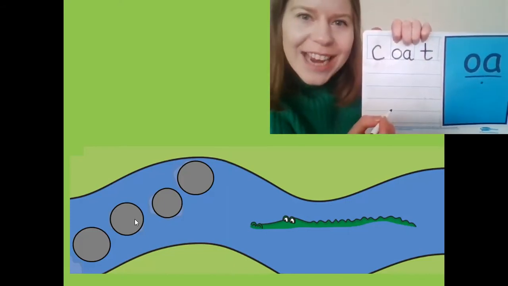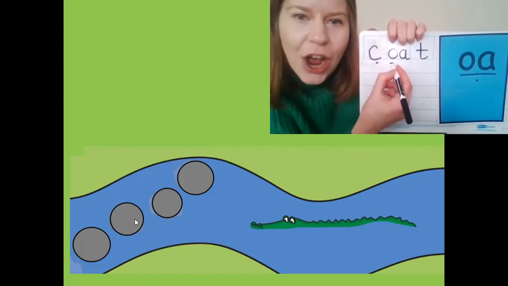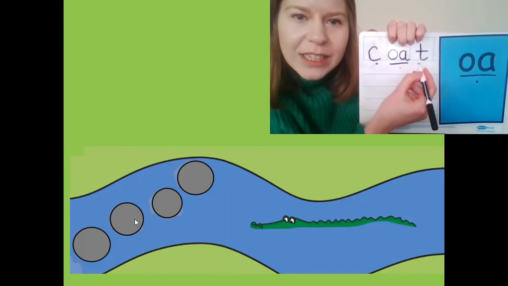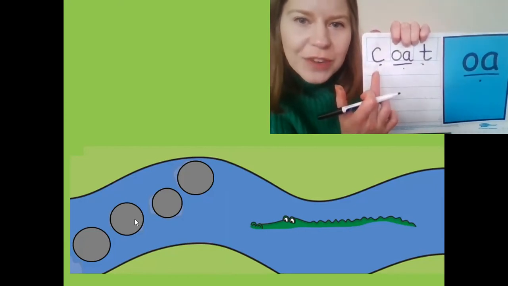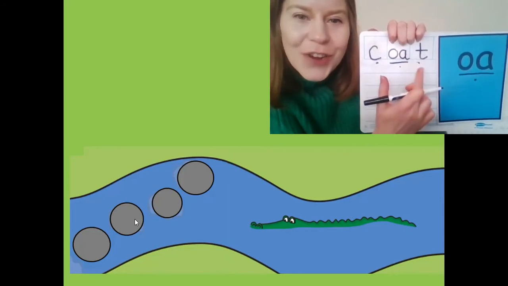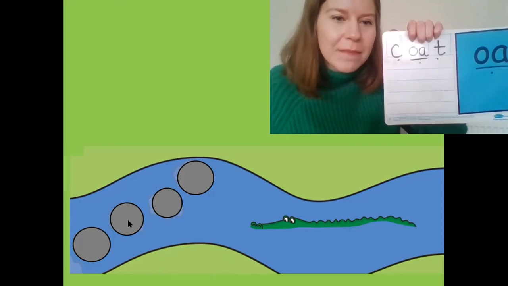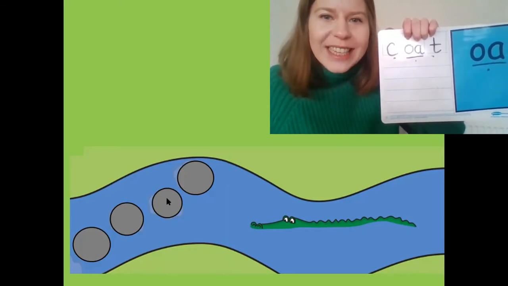And remember, you get extra bonus points if you can add in the sound buttons. C, oa, t, coat. Read your word back. Coat. Well done, everybody. So we get to cross the river a little bit more. So now we're on the next stepping stone.